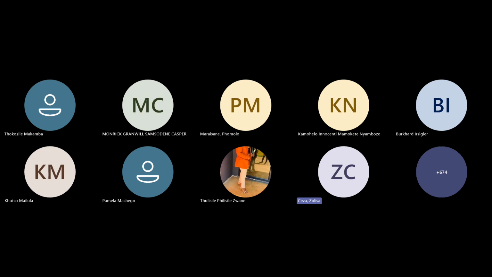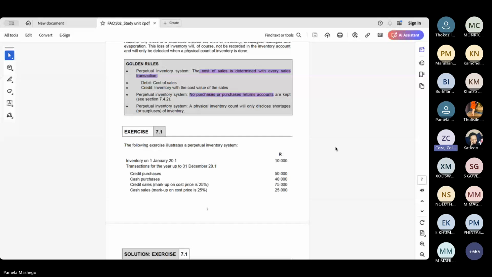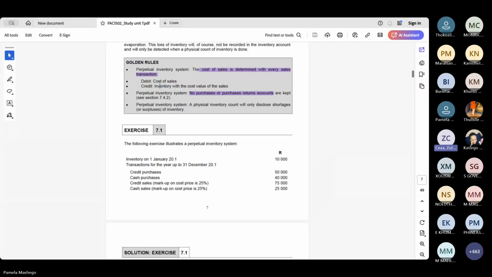Pamela, while you're still looking for it, just on the markup, is the question on the calculation or on the concept? Because I can see people asking about general knowledge. Okay, I'll let you go into it since you found it. She can answer so that we know if we are answering her question correctly. Can you even see my screen? Yes, we can see it.